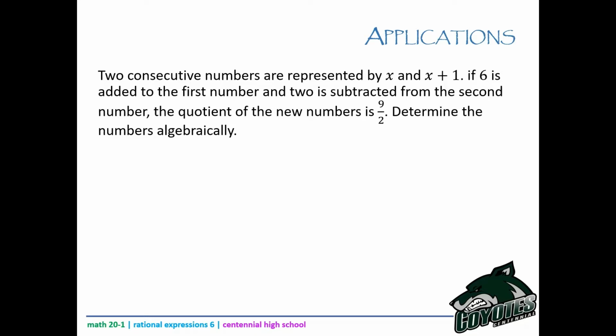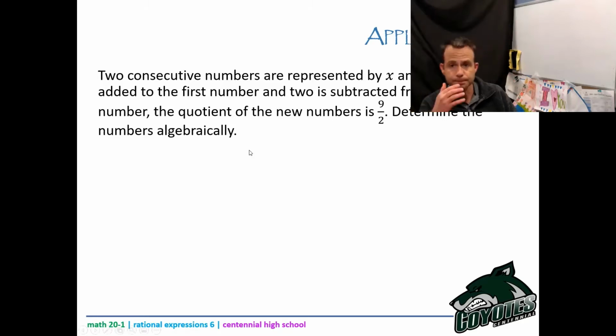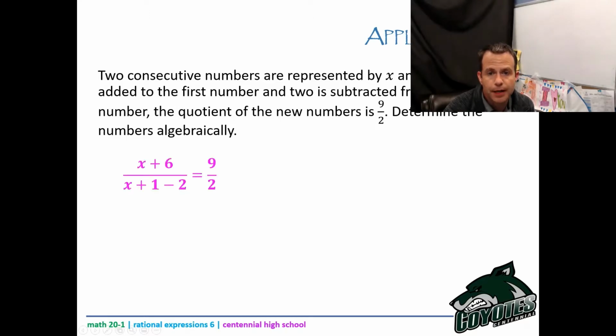Okay, so I know my original two numbers are x and x plus 1. I'm going to add 6 to the first number, so that'll be x plus 6. I'm going to subtract 2 from the second number, so that'll be x plus 1 minus 2. And then it says the quotient. The quotient refers to the answer to a division question. So that means I'm going to have x plus 6 divided by x plus 1 minus 2, and my answer is 9/2. So there's my equation.